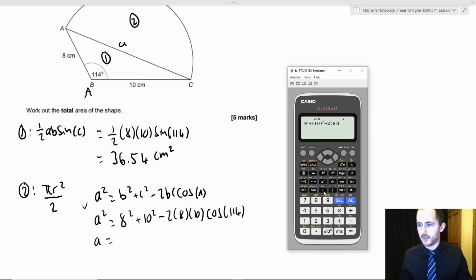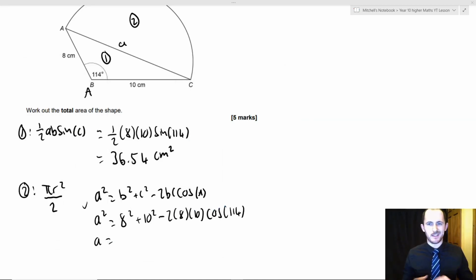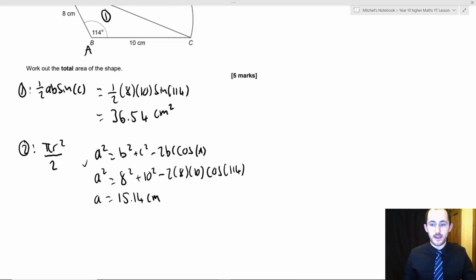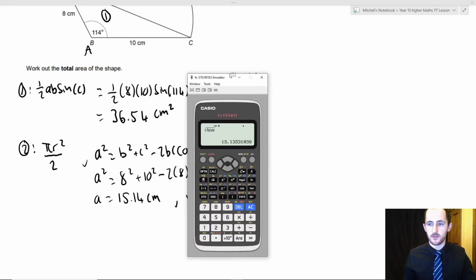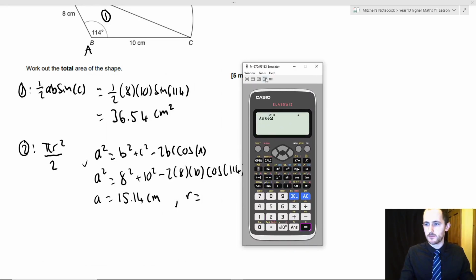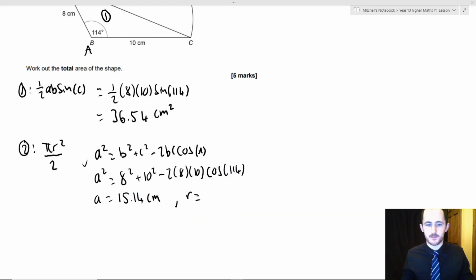It's just very annoying doing this on a keyboard as opposed to having it in my hand, but here's what it is. And square root answer. 15.14 I'm going to call it for now. Again, just to make sure we get a relatively good answer. So you can see why it's a 5 marker. So now, first of all, the radius is half this. So I'm going to divide that by 2. 7.57.